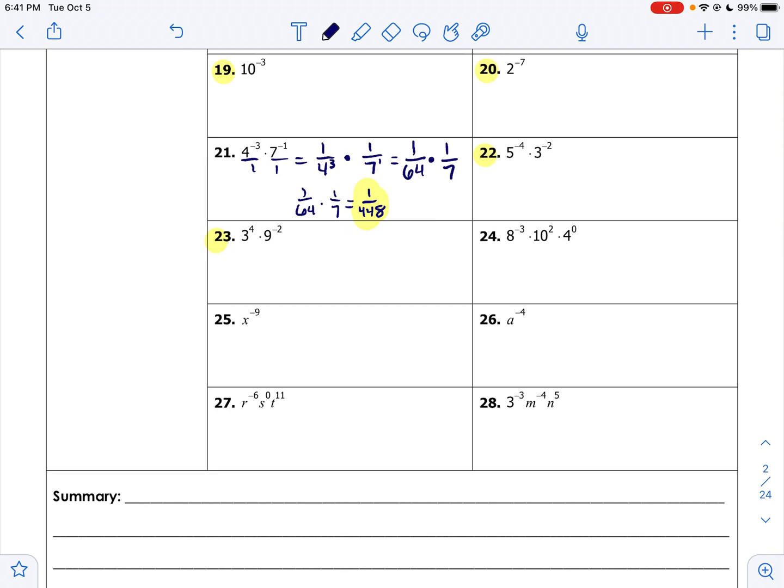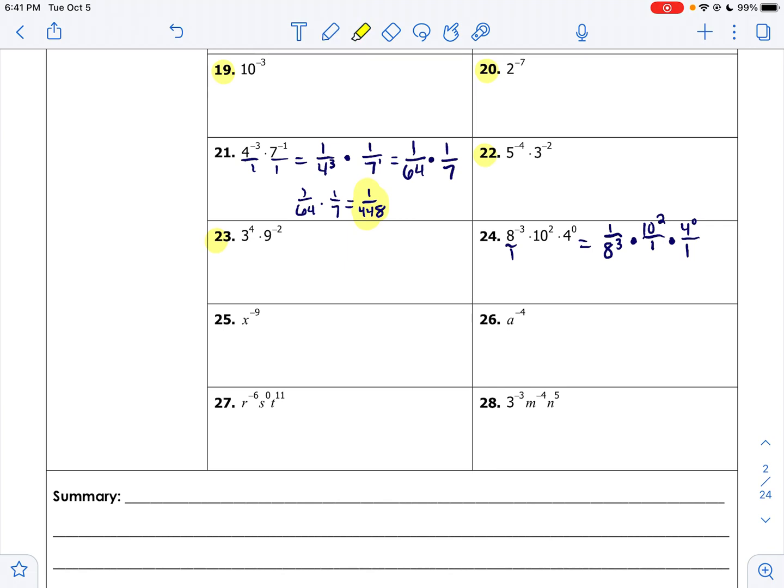So in 24, I have 3 different exponent expressions. Only one of them has a negative exponent. That's the only one that we're going to have to flip. So if we put that 8 over 1, that would become 1 over 8 to the positive 3 times 10 squared. I'm going to go ahead and put it over 1 so that we have all of our fractions, times 4 to the 0 over 1.